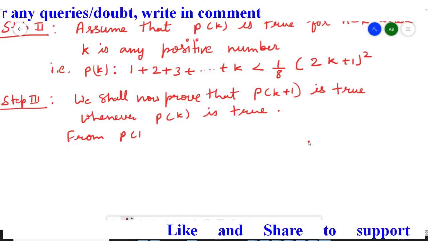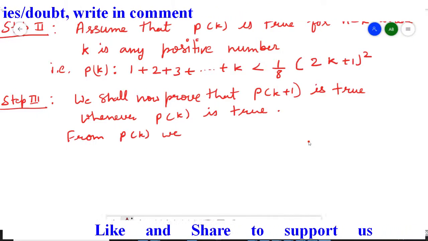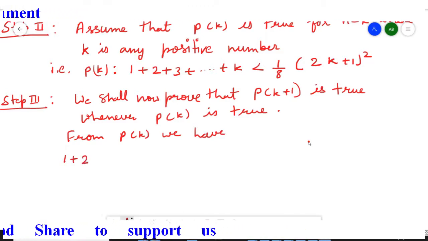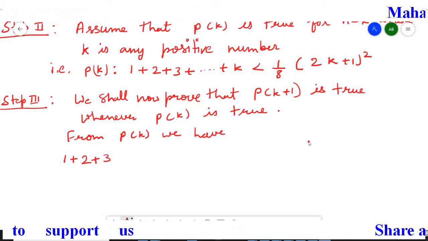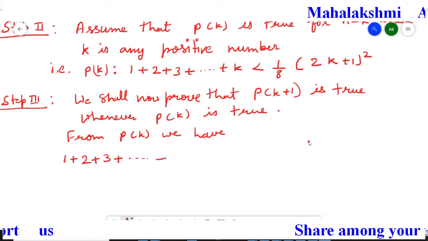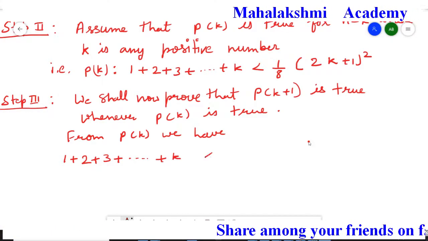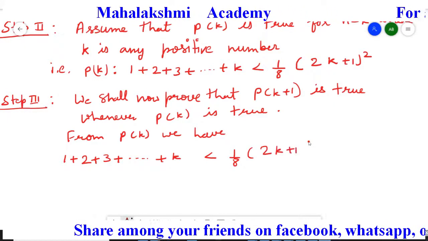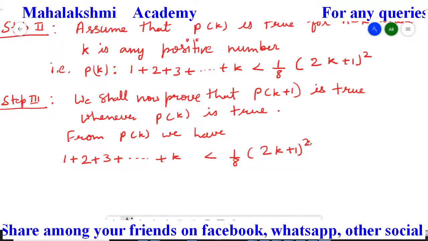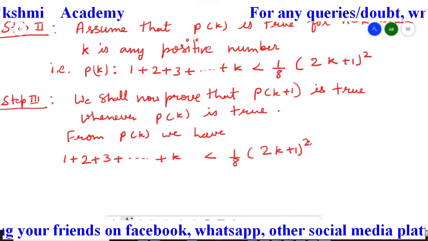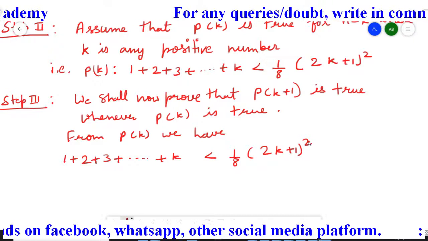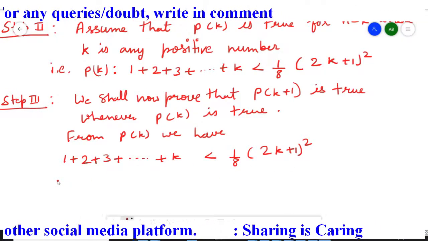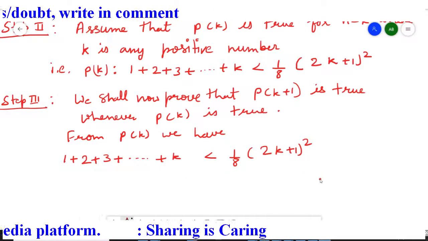From Pk we have 1 plus 2 plus 3 plus up to k less than 1 upon 8 (2k plus 1) whole square. So this statement is already available to us. Now we have to convert it into the Pk plus 1 statement. So we are going to add in both the sides k plus 1.